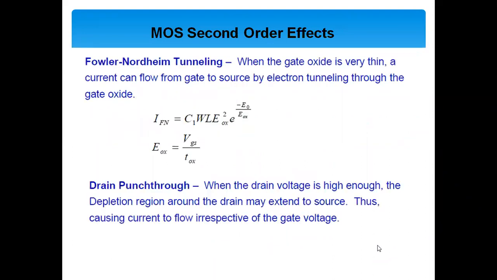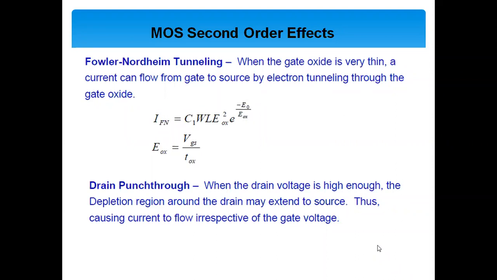The third one is Fowler-Nordheim tunneling. What happens in Fowler-Nordheim tunneling? When the gate oxide is very thin, current can flow from the gate to source by electron tunneling through the gate oxide. This effect is called Fowler-Nordheim tunneling. Whatever we are discussing now are all non-linear effects of the MOSFET that are referred to as second order effects.